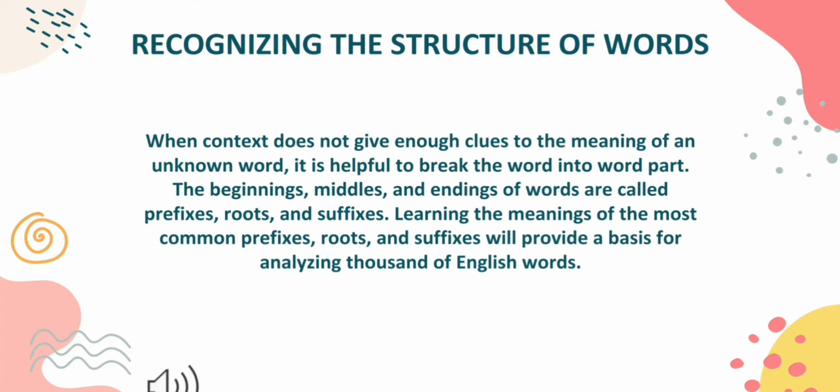Recognizing the structure of words. When context does not give enough clues to the meaning of an unknown word, it is helpful to break the word into word parts. The beginnings, middles, and endings of words are called prefixes, roots, and suffixes. Learning the meanings of the most common prefixes, roots, and suffixes will provide a basis for analyzing thousands of English words.